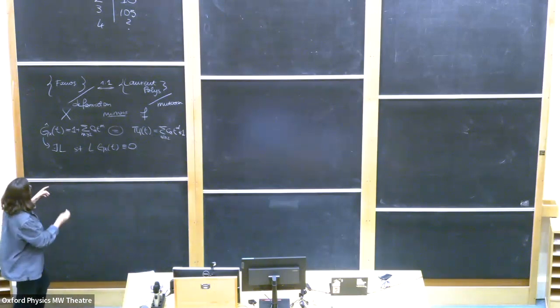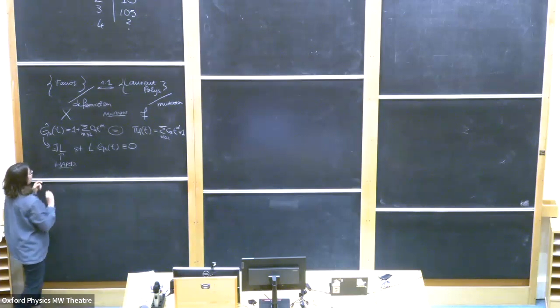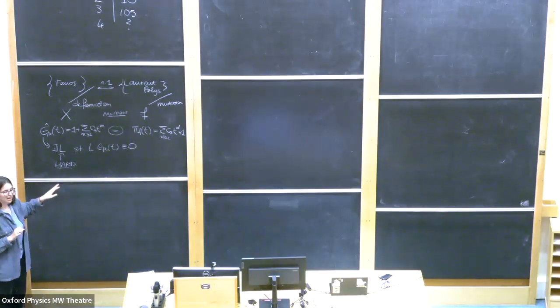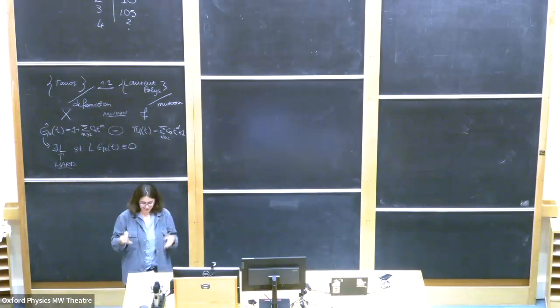I should mention though that this is really hard. They're very hard to find. They're called Picard-Fuchs operators, and they're not straightforward, but they exist, so they justify what we're doing.